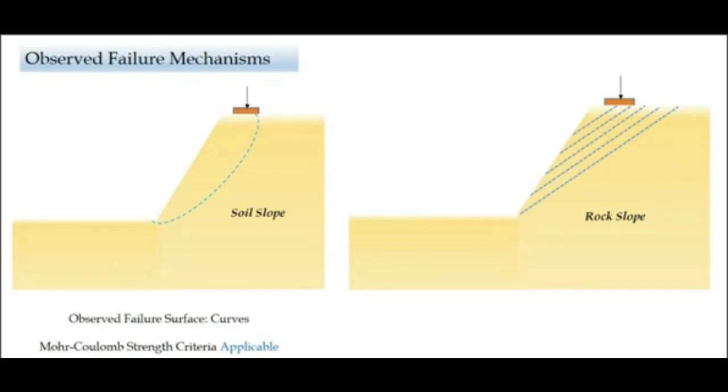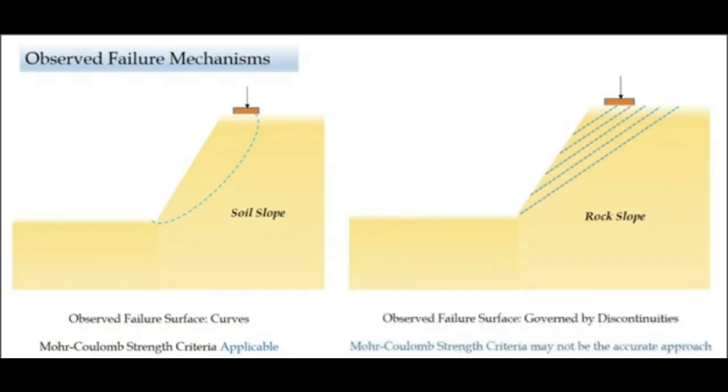So this is known as the planar mechanism. It has been observed from a number of cases that the failure surface in case of rock slopes is not a curved surface. It is mostly governed by the discontinuities, and you may have different failure patterns depending upon the orientation. And in this scenario, the application of Mohr-Coulomb strength criteria may not be appropriate, or it may not be very accurate. So this is the reason why you need to go for some other constitutive model or some other modeling technique to accurately capture the mechanisms which govern the behavior of infrastructure constructed in rocky strata.